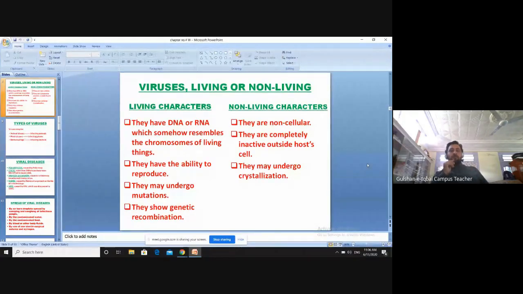Now the comments are that viruses are present on the borderline of living and non-living things. They may show certain properties of living organisms, and they may also show certain properties of non-living organisms. That's why we have not categorized them into a particular group until now. In the kingdom classification, we see that virus fits nowhere. There is no classification present for virus. Maybe in the future we can have some classification, but until now viruses are unclassified.